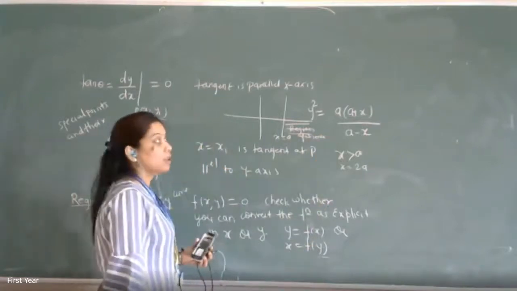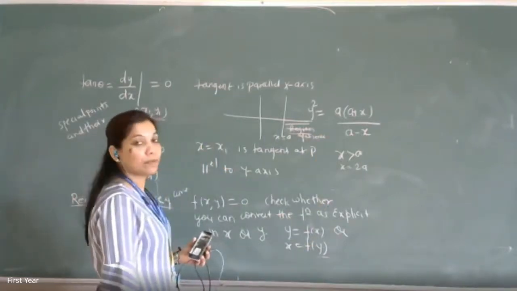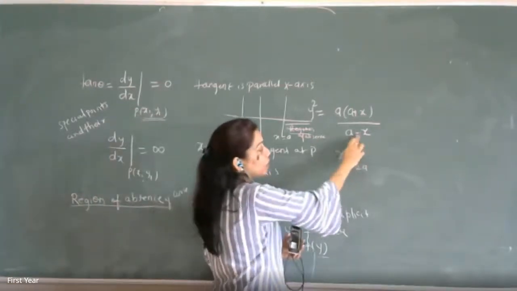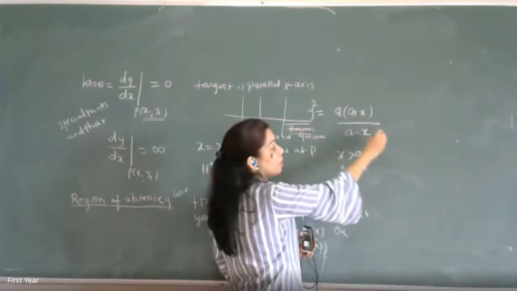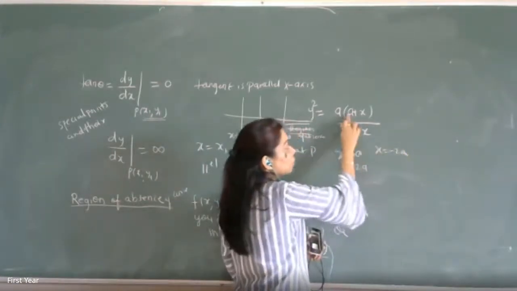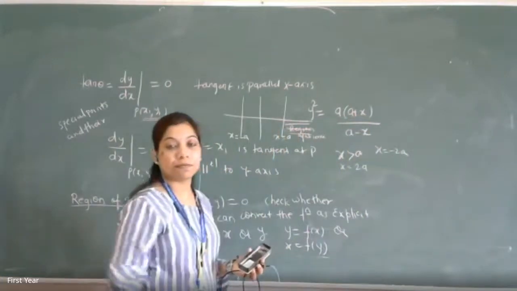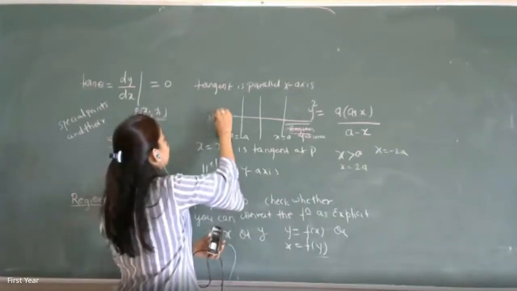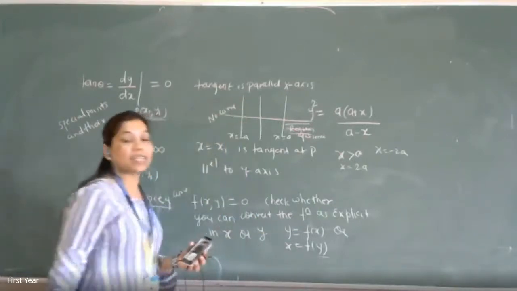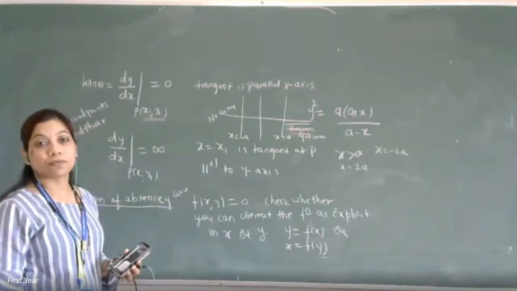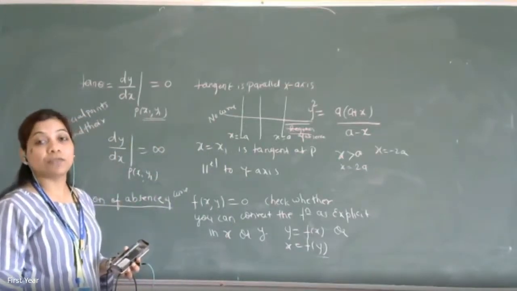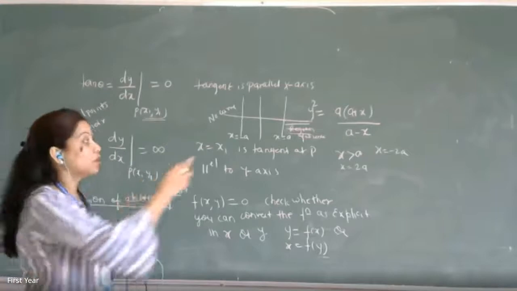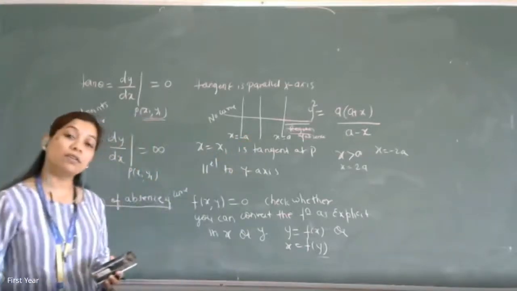Is this clear? Similarly, for x less than minus a, what will happen? For example, x is equal to minus 2a. So a minus 2a will become negative, and then again y square will become negative. So there is no curve for x less than minus a also. Getting it? So what is the region of absence? X greater than a and x less than minus a is the region of absence for this particular curve. Is that clear to everyone?